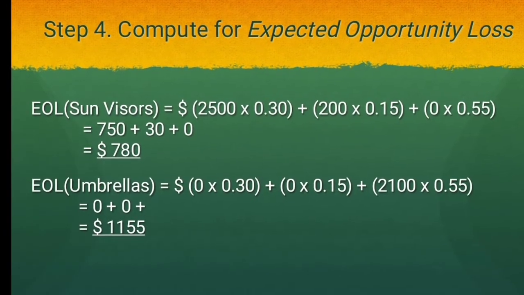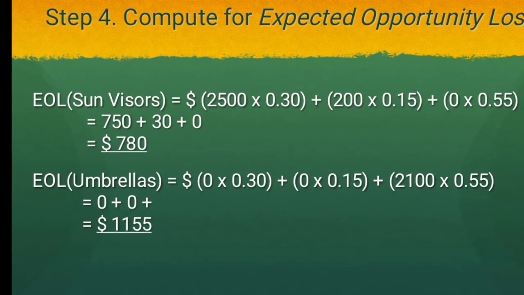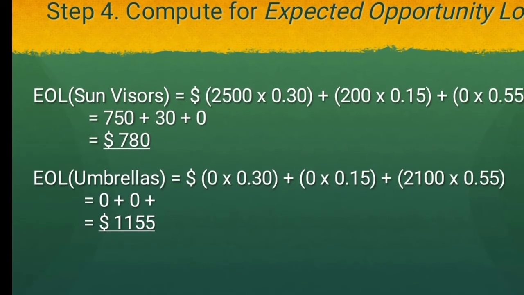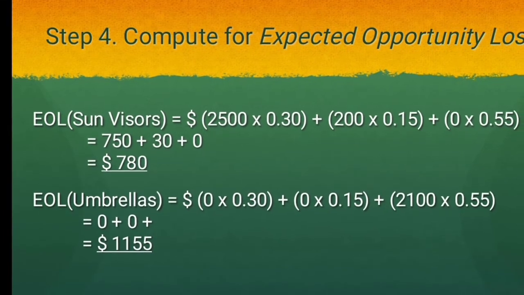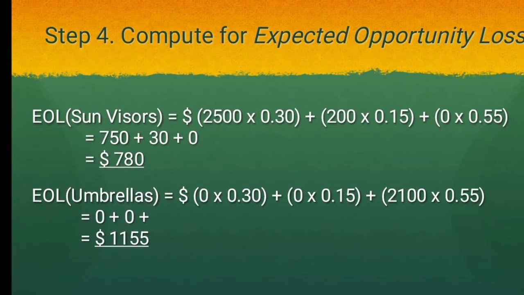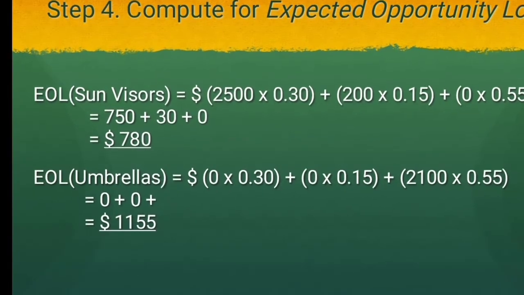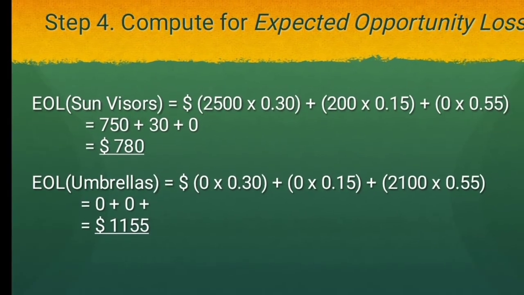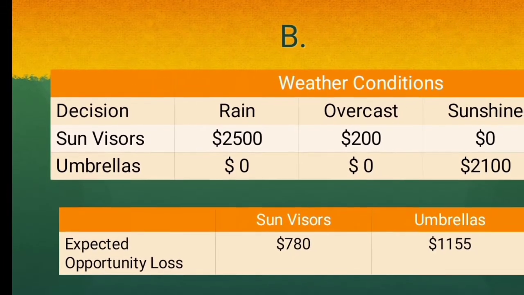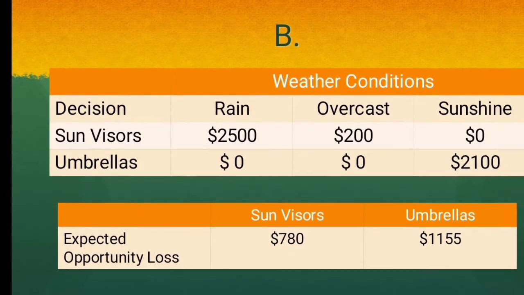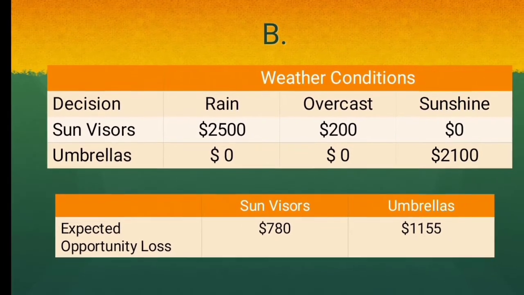Step 4. Compute the expected opportunity loss. Expected opportunity loss is the expected value of the regret for each decision. To compute it, we multiply the probabilities by the regret for each decision outcome, rather than multiplying the decision outcomes by the probability of their occurrence as we did for the expected value. We will now compute the expected opportunity loss for the sun visors and umbrellas. We can use the opportunity loss table for this.